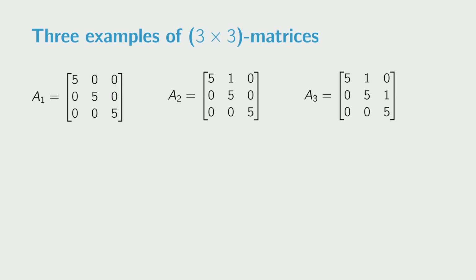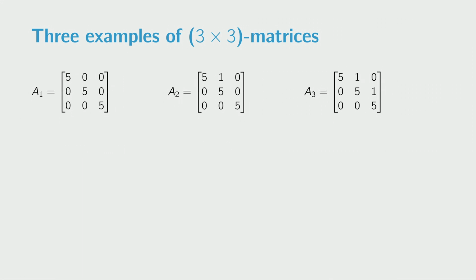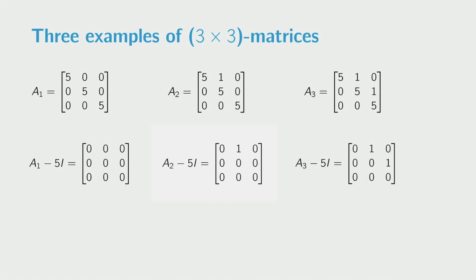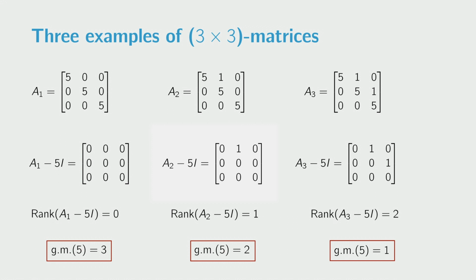Finally, let's have a look at these three examples, A1, A2 and A3. They all have the same characteristic polynomial, 5 minus lambda to the power 3. Hence, they all have one eigenvalue 5 with algebraic multiplicity equal to 3. What about the geometric multiplicity? Well, if we subtract 5 from the diagonal entries, we end up with a matrix of rank 0, 1 and 2 respectively. Hence, the GM of the eigenvalue 5 is equal to 3, 2 and 1 respectively.